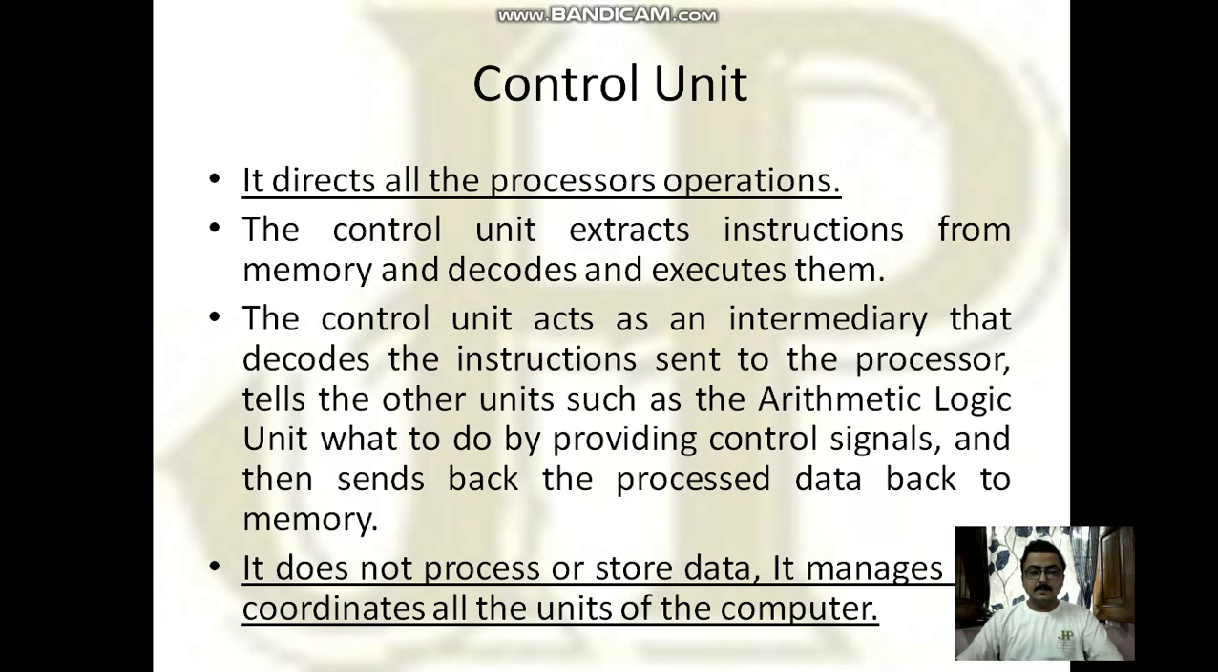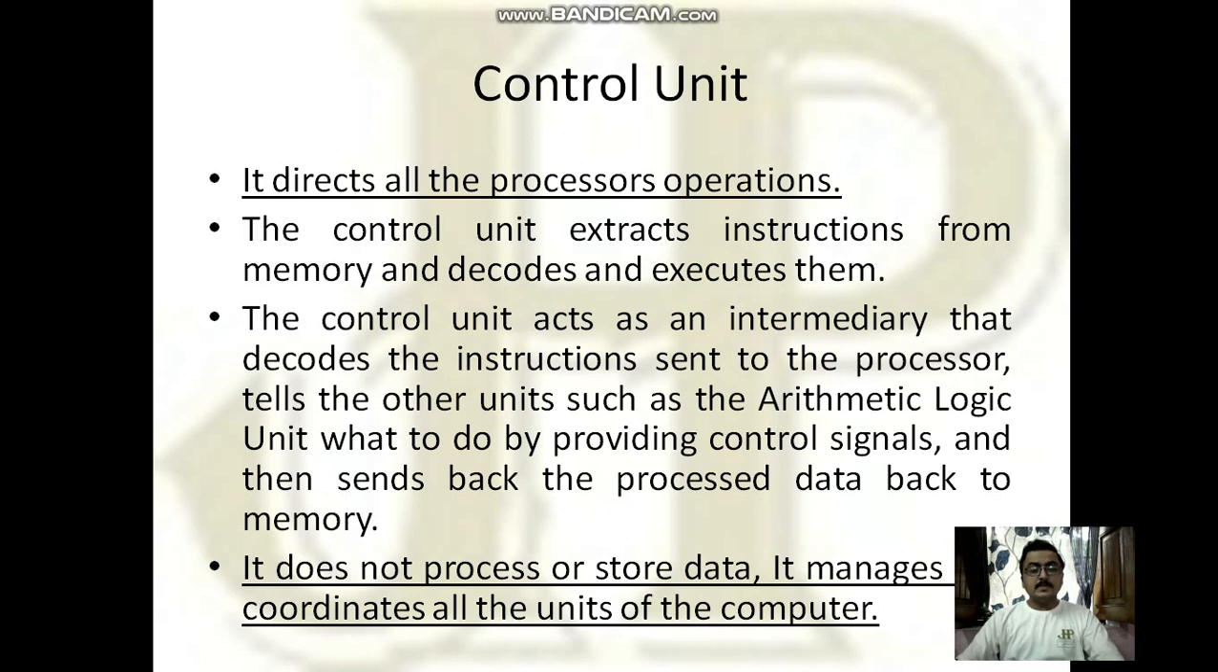So what does it mean? It means the control unit takes data from the memory, gives instructions to the ALU, ALU performs operations on the given data, and the processed data is given to the control unit, and then the control unit sends that processed data back to the memory, from where the appropriate output device is used for showing that data to the user.